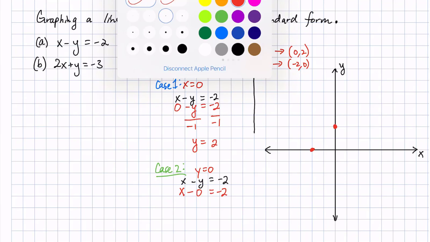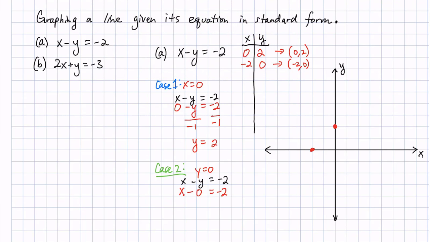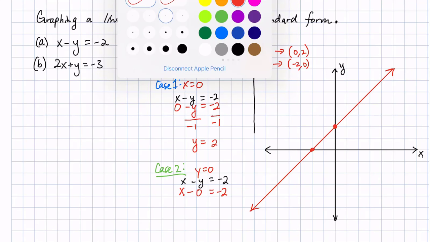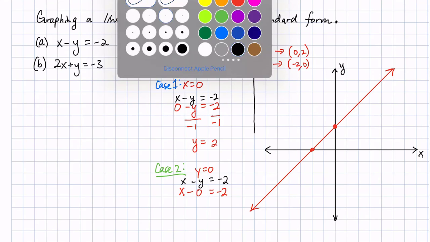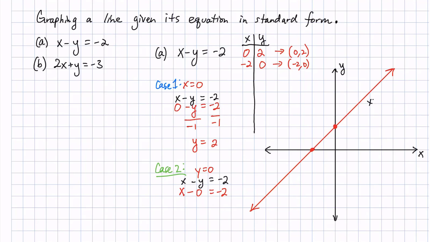And we're able to connect the dots. Draw another straight line through this way. Make sure to remember to put the arrows at the end. And let's label this line. What is this line called? This line is called x minus y is equal to negative 2.